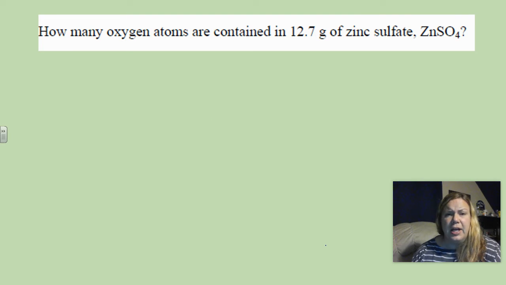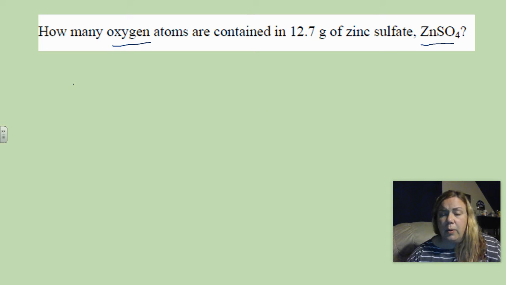First of all, let's take a look at this problem. How many oxygen atoms are contained in 12.7 grams of zinc sulfate, ZnSO4? The first thing you want to think about is you need to decide if we are looking at atoms, or the compound itself, or formula units. What are we actually searching for here? What I want you to see is that we're searching for the oxygen atoms, so we're searching for a part of the full compound.